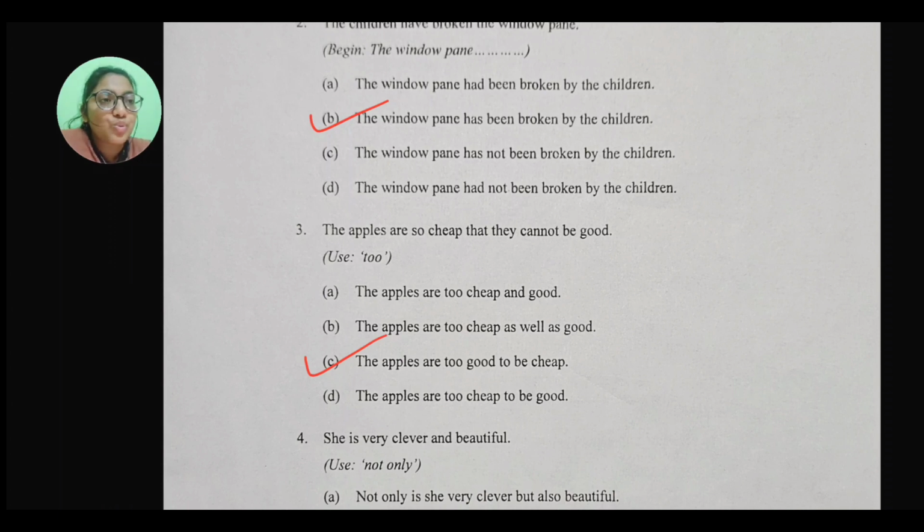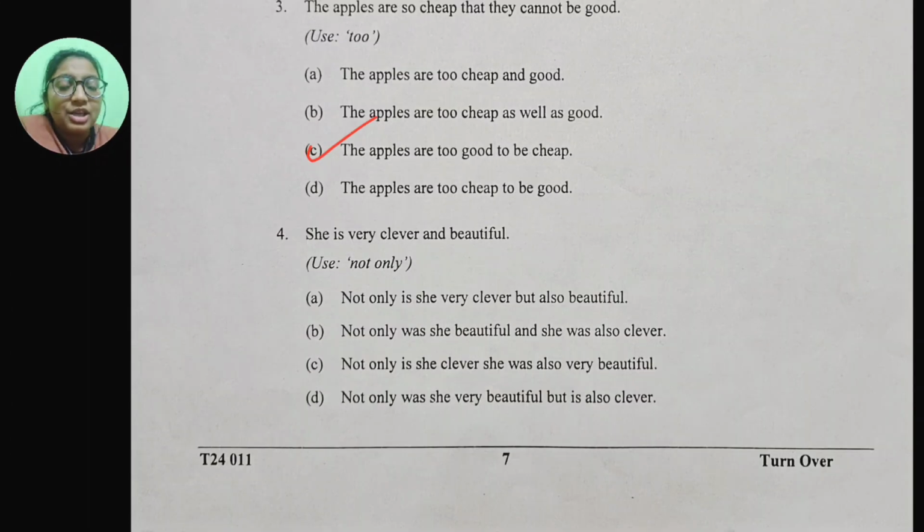Okay, so now next one. She is very clever and beautiful. We will use not only in this sentence. So the option over here is, not only is she very clever but also beautiful.